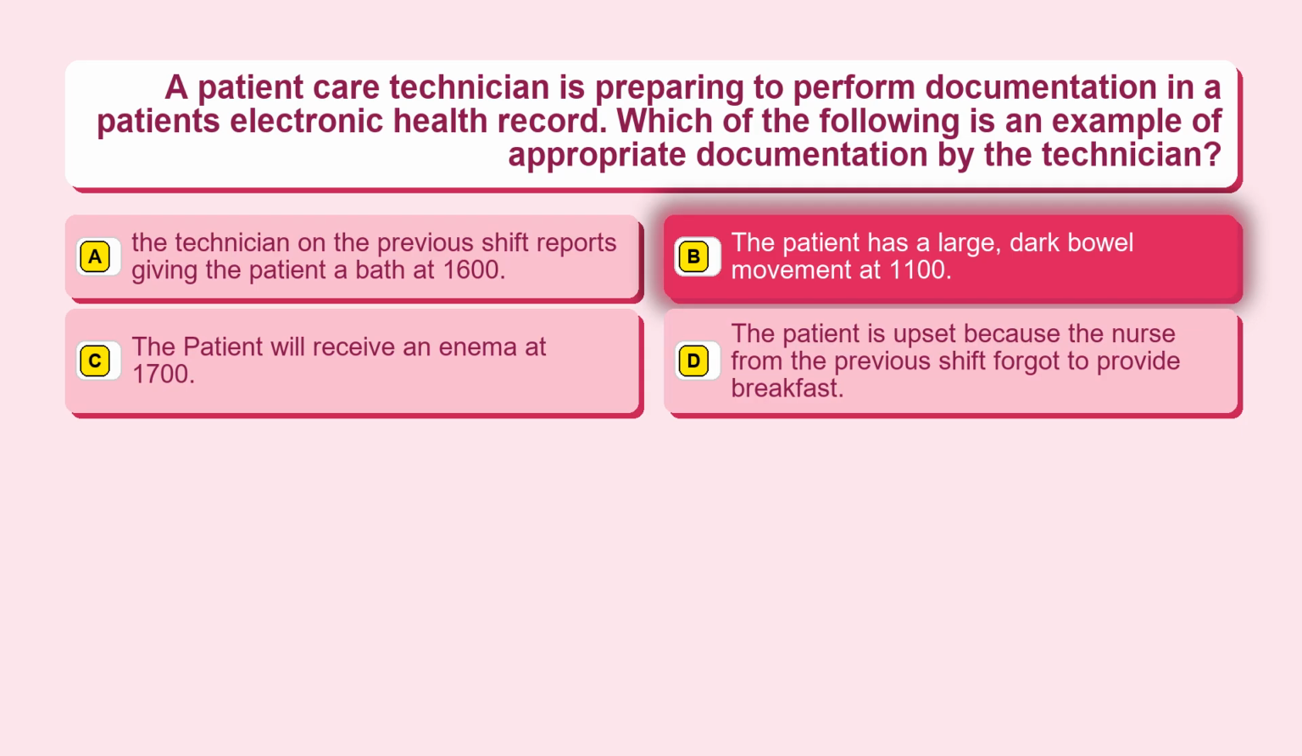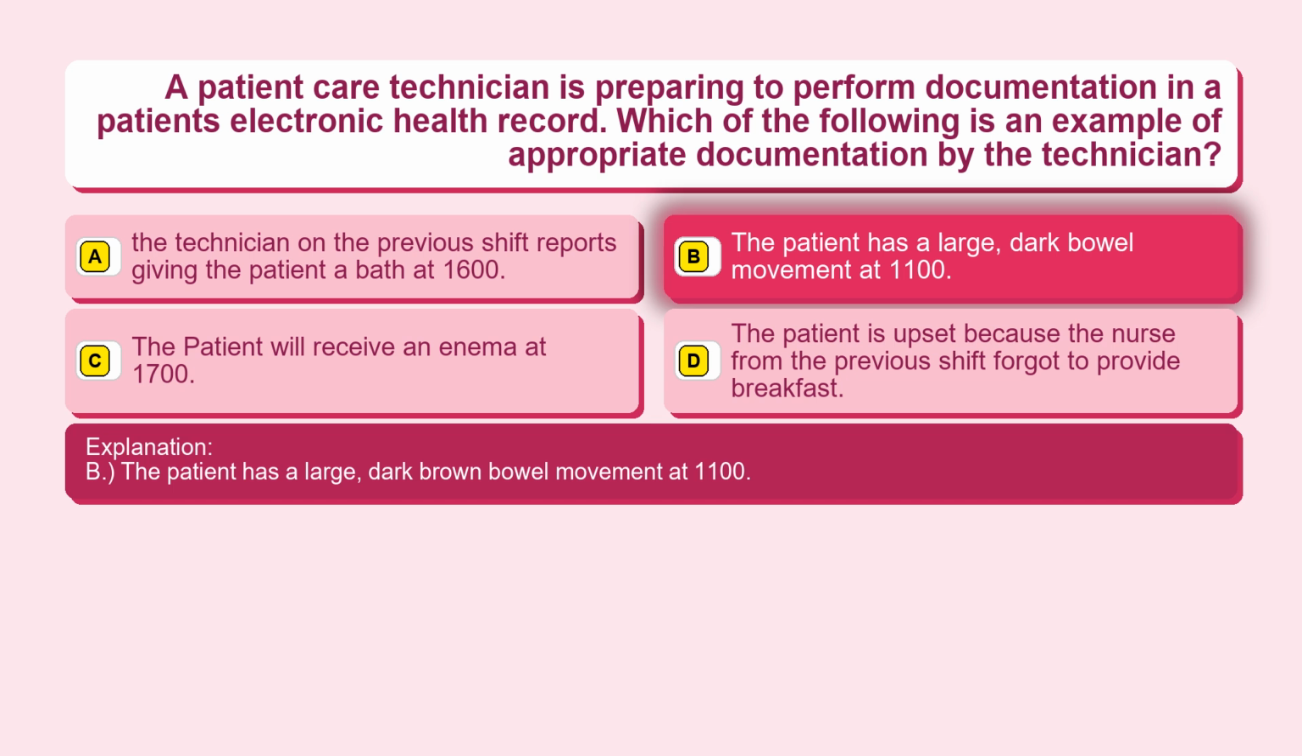The correct answer is option B. The patient has a large, dark bowel movement at 1100. B. The patient has a large, dark brown bowel movement at 1100.